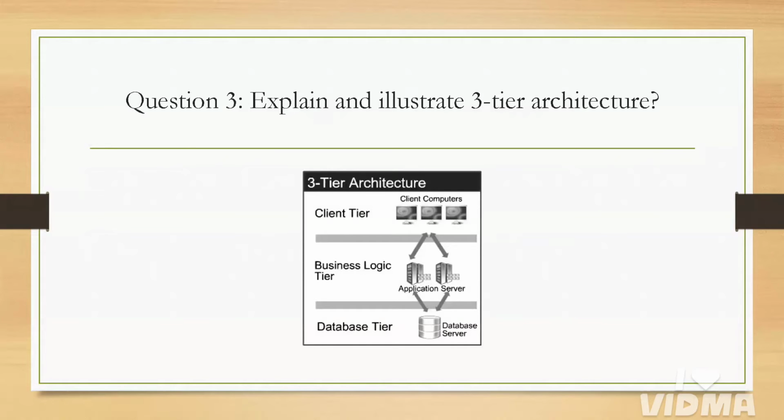And coming to the third question, explain and illustrate three-tier architecture. You know, three-tier architecture is a software designing pattern which is used to divide the implementation components. Okay, so it is divided into three tiers. One is the client tier, business logic tier, and database tier. So in the client tier, only the user interface, only the front end part will be implemented in this tier. Okay.